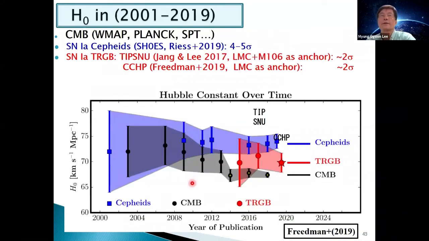So this is a summary of the H0 values, 2011 to 2019. The blue ones are SH0ES, the gray ones are CMB, and the red ones are TRGB. So TRGB has been between SH0ES and CMB in the past several years, but the errors kept decreasing, and we are still trying to decrease the error bar.